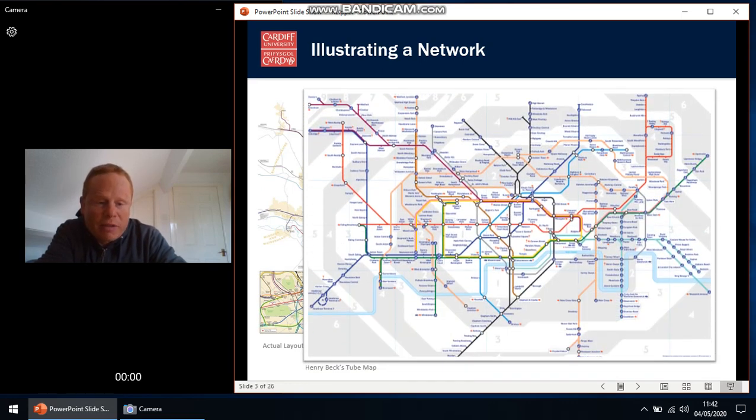Instead, we tend to use a graph that looks like this. This is showing the connections between stations, but we're not so worried about the geographical layout. As you can see though, it's much easier to find our way between stations using a graph. So the important thing to note here is the connections between the nodes.